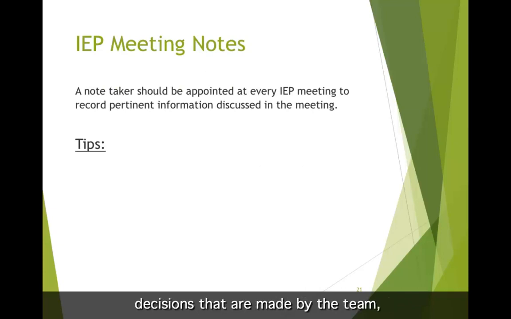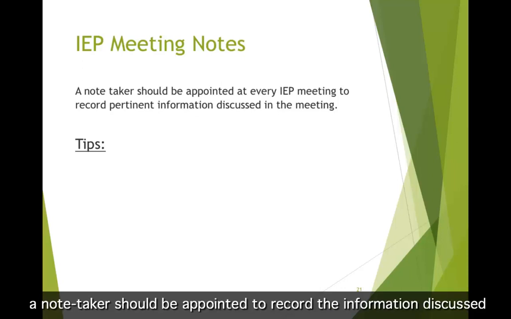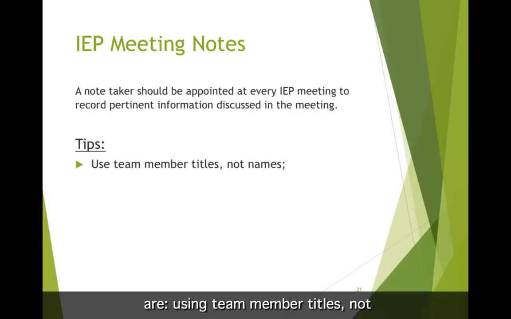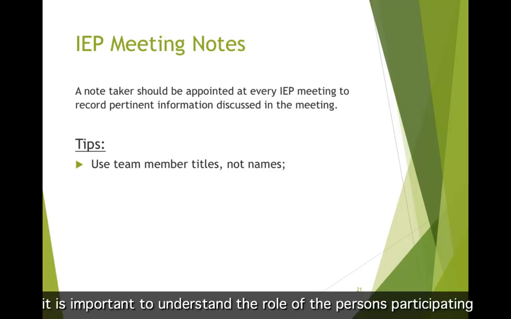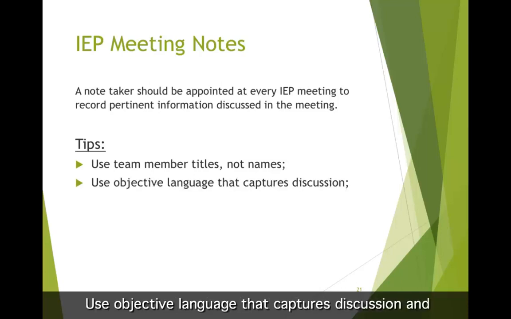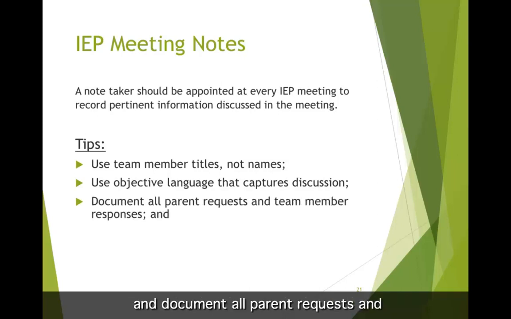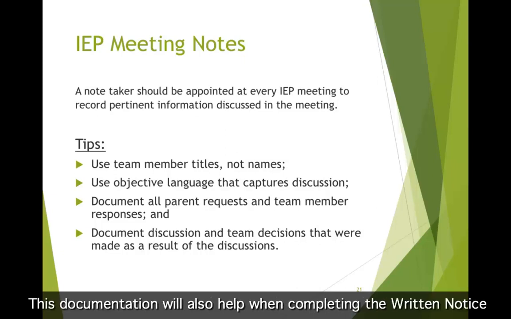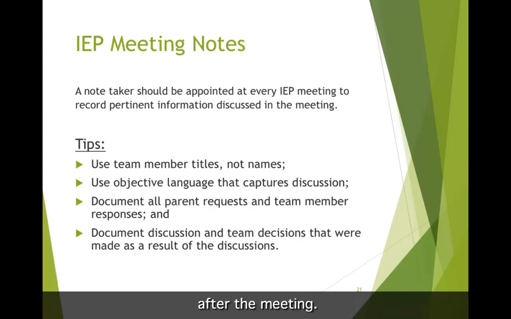In order to document the discussion and decisions that are made by the team, a note taker should be appointed to record the information discussed at each meeting. Some tips to consider are using team member titles, not names. When team members go back to read the notes, it is important to understand the role of the persons participating rather than the specific names. Use objective language that captures discussion and documents the decisions made during the meeting. And document all parent requests and team member responses, as well as the discussion and team decisions that were made. This documentation will also help when completing the written notice after the meeting.